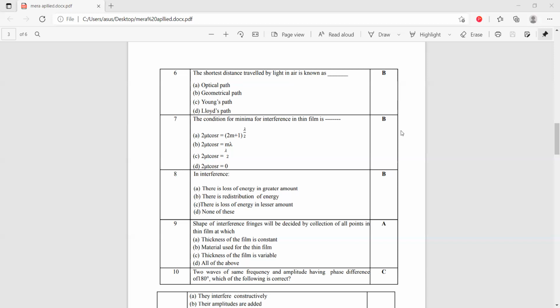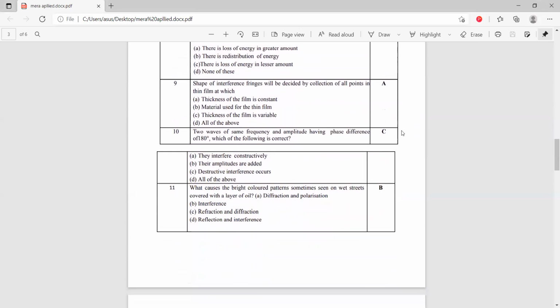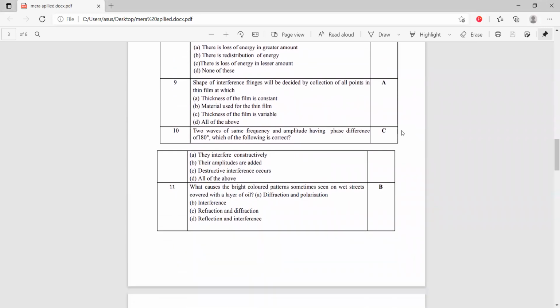Moving on to 10th question. Two waves of same frequency and amplitude having phase difference of 180 degree. Which of the following is correct? Option A, they interfere constructively. Option B, their amplitudes are added. Option C, destructive interference occurs. D, all of the above. So the correct option and the correct answer is option C. That is destructive interference occurs.